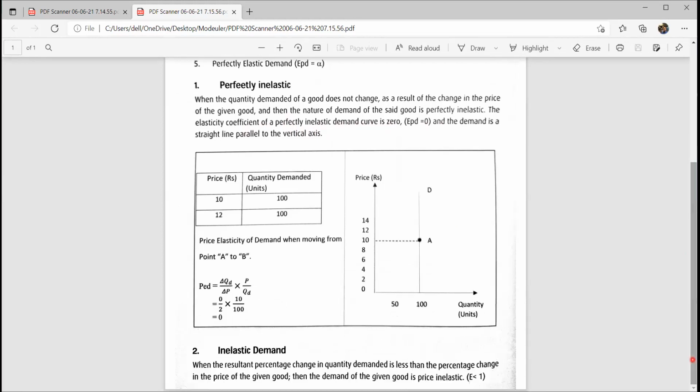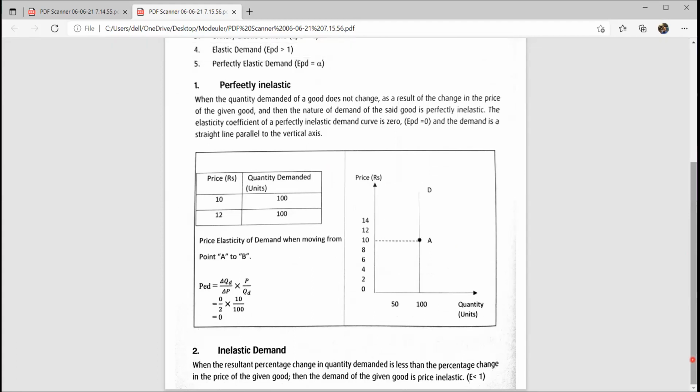Inelastic means the responsiveness, the percentage change in quantity demanded, is lower than the percentage change in price. Right now, the price can change, but quantity demanded will also change less than the proportionate change in price. For example, if the price increases by 10%, quantity demanded decreases by 5%. You see, the response is relatively low. It is called inelastic demand.